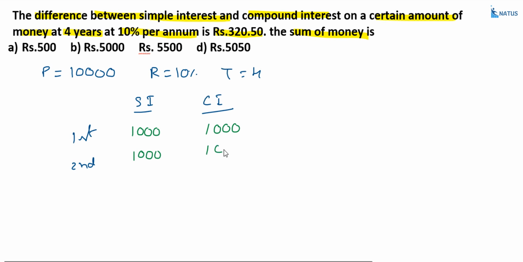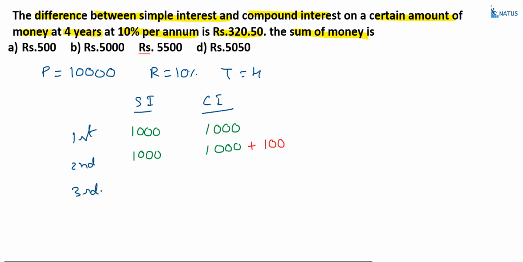That is equal to 10% of the 1000 plus. Here, from the second term onwards, we calculate interest on the interest also. What is the previous interest? That is equal to 1000. What is 10% of 1000? That is equal to 100.